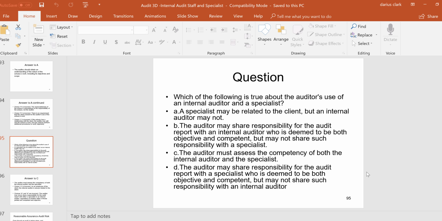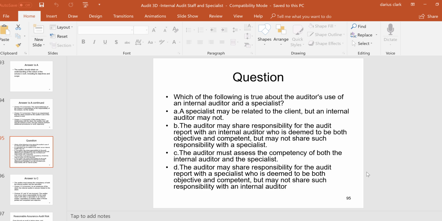All right, how about 95? Which of the following is true about the auditor's use of an internal auditor and a specialist? Put it all together today. Which of the following is true about an auditor's use of an internal auditor and a specialist? C. C, the auditor must assess the competence of both the internal auditor and the specialist.